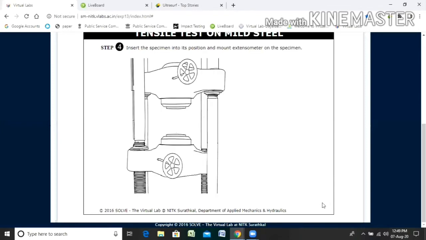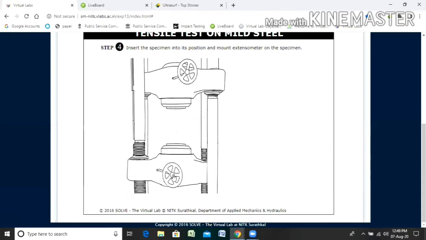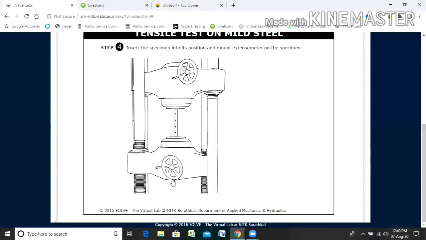Now in between these two we have to fix the specimen. We first extend the distance between these two so that we can insert our specimen. We take our specimen and insert it in between them. Finally we have inserted it. Now we can lock the specimen again so that we can apply our tension load.